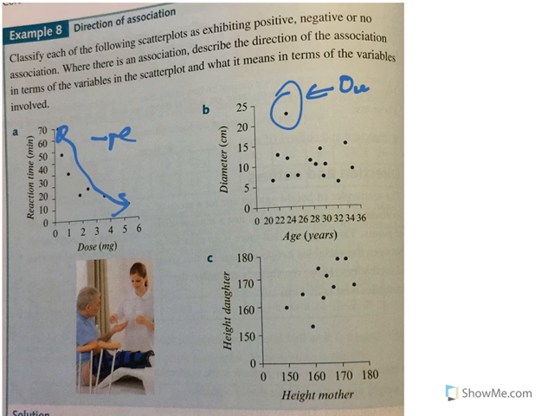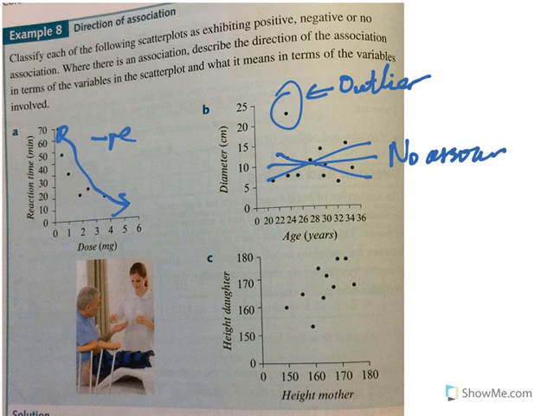So this outlier, remember, outliers can skew stuff. So if we take that out, where does our line go? Does it go like that? Does it go like that? Does it go through the middle? So this one would have no association. And then the one down the bottom here, again, we start down here and we finish up here. So that one would be a positive association.